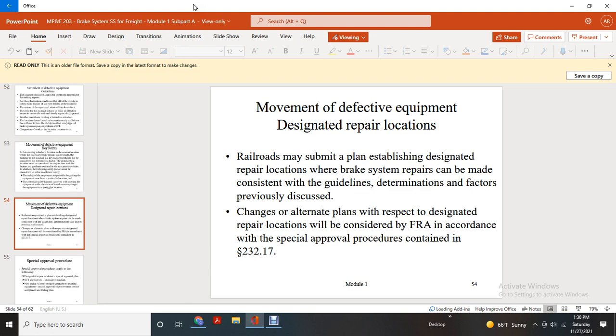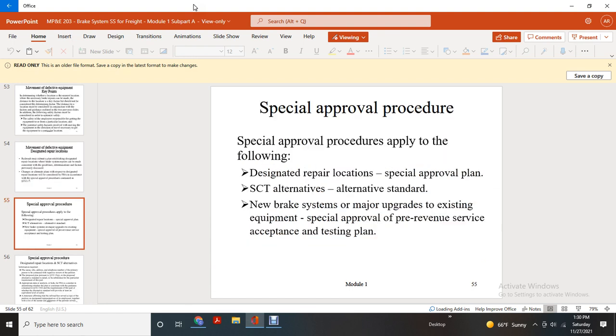A changed or alternate plan with respect to the designated repair location is considered by the FRA in accordance with the special approval procedures contained in 232.17, Special approval procedure. The special approval procedure applies to the following: designated repair location, special approval plan, alternative standard, a new brake system, a major upgrade of existing equipment, and the special approval of the pre-revenue service acceptance testing plan.